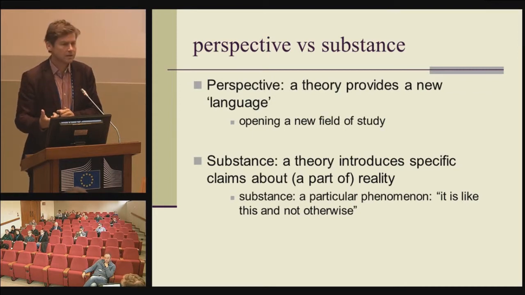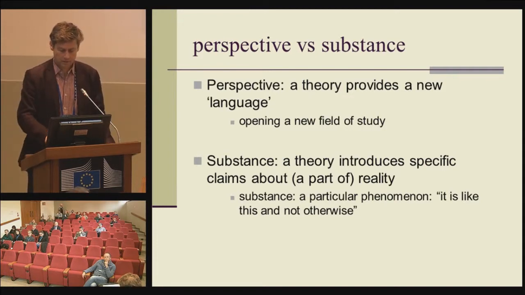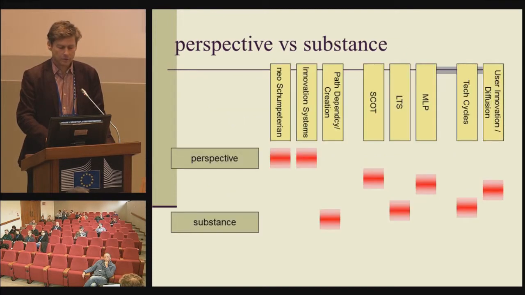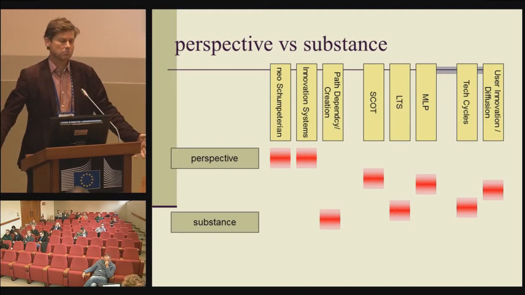So in a perspective, it's always like that, and if you have a specific claim, it could be different. So variation and selection typically is a perspective, because you cannot say, well, in this case it's not variation and selection. It's always variation and selection. Theories differ in this way. So innovation systems is a perspective. It's always an innovation system. You cannot go somewhere and say, well, there's no innovation system here. No, there is, by definition. Whereas path dependency is typically something that occurs and could have been otherwise. You could also conclude, well, I don't see path dependency here.